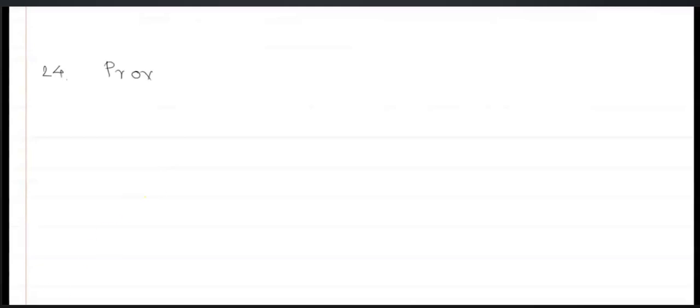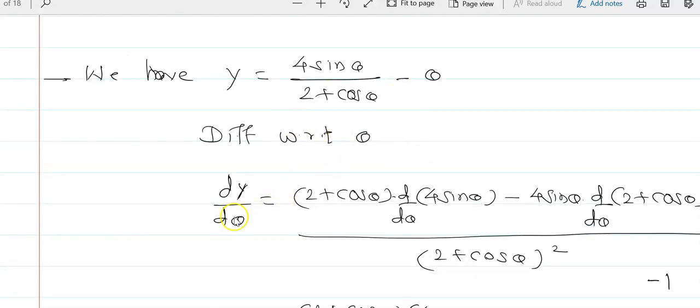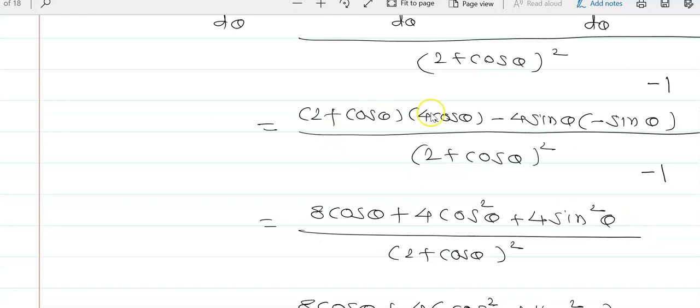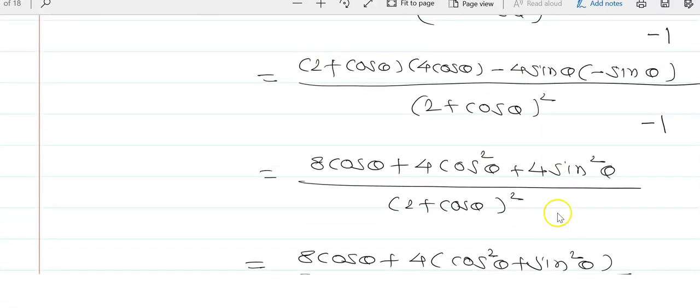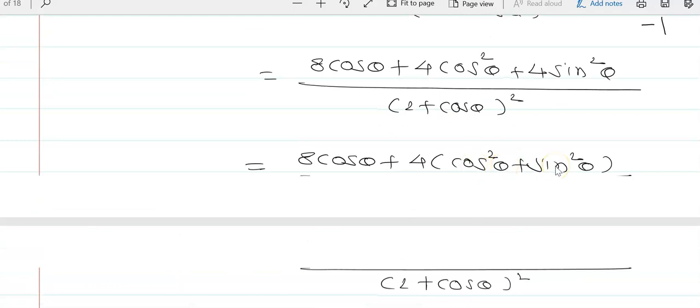Now the next is to prove that y equals 4 sin theta upon 2 plus cos theta. If we differentiate this, applying the quotient rule, dy by d theta is (2 plus cos theta) into the derivative of 4 sin theta, minus 4 sin theta into the derivative of 2 plus cos theta, upon (2 plus cos theta) whole square. The derivative of 4 sin theta is 4 cos theta, and the derivative of cos theta is minus sin theta. Again we simplify: 4 cos theta plus 4 cos square theta plus 4 sine square theta. We take 4 as common, and we have sine square theta plus cos square theta, which equals 1.